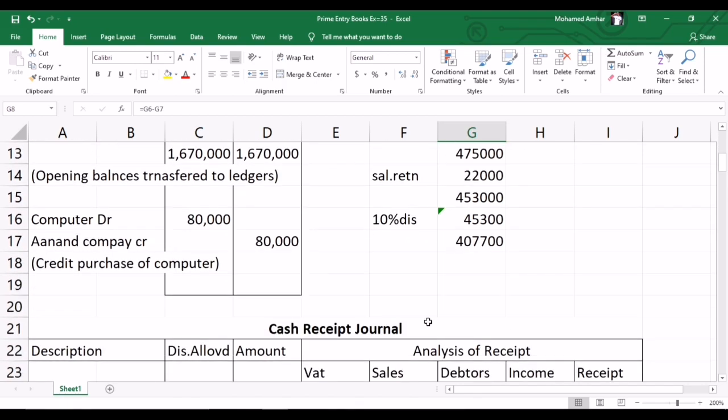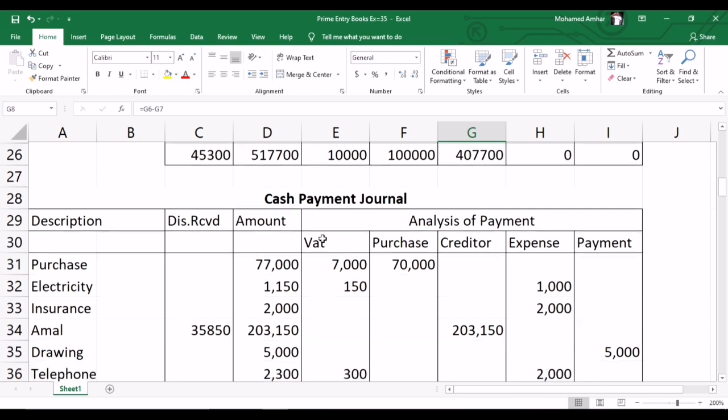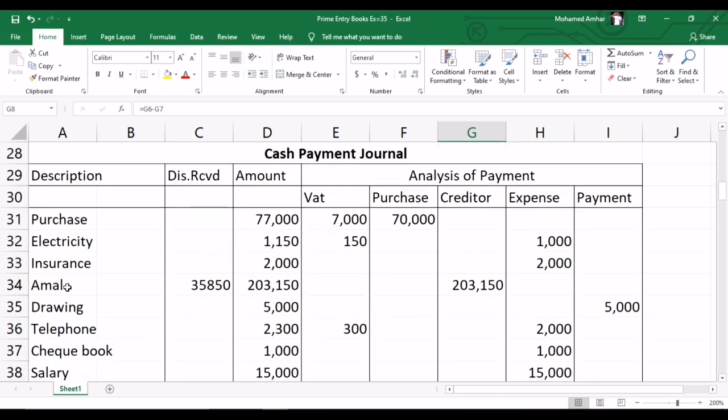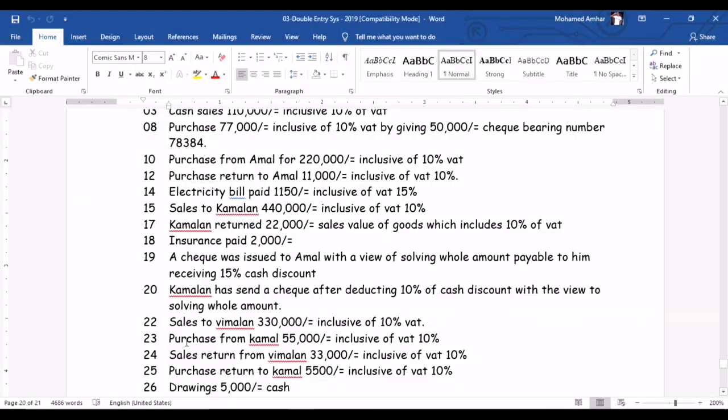In the cash payment journal, this is cash payment journal, right? Paying to Amal, discount, 15% discount, 35,850. So paying amount is 203,150, and record this under the payment to creditors column also. Right. Now go to the next date.